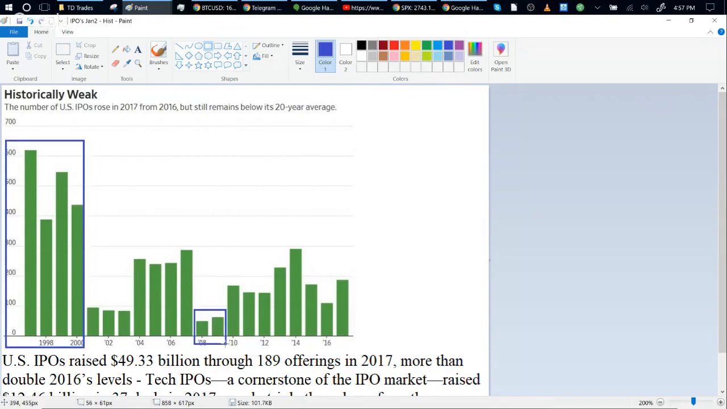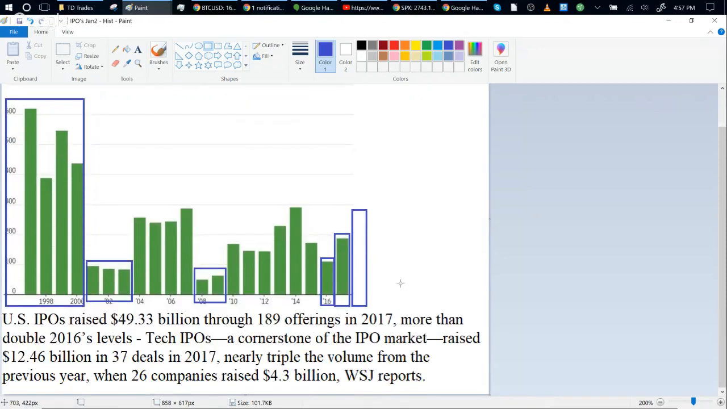Obviously, this was the recession, so you had pretty bad years. This was also the recession, right? This was the .com bubble. But 2016 was a pretty bad year, considering there was no recession. Now, we picked up in 2017. Let's see if we can pick up again in 2018 with IPOs. So there you go. You can take a look at the numbers there on IPOs. I just wanted to show you guys this as well.